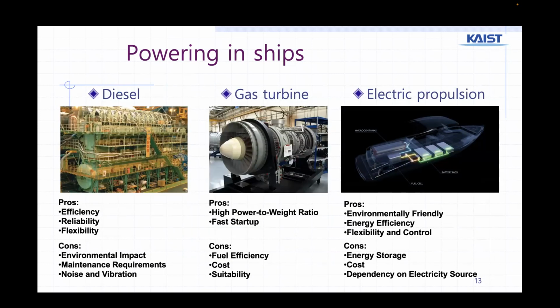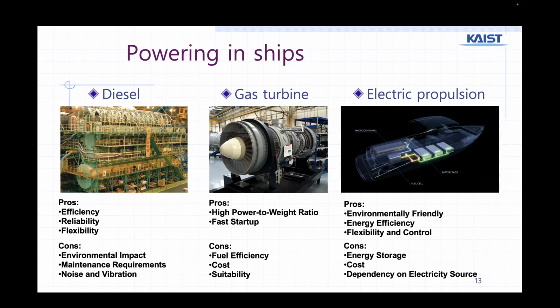And here's the details of each powering system. First, the diesel engines are widely used powering systems because of their high efficiency and reliability. They can also be used in a wide range of ship sizes and types, but they emit pollutants and noise, and a lot of vibration is generated during the operation.